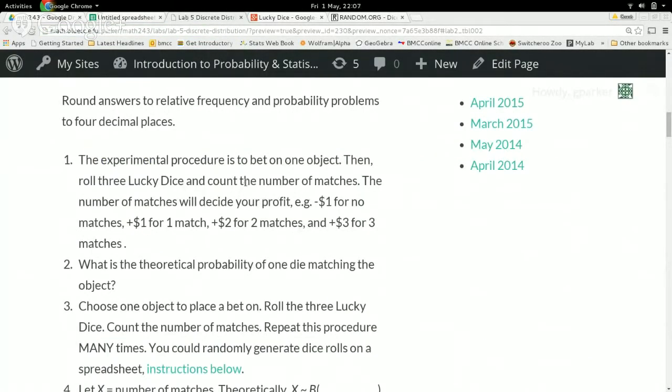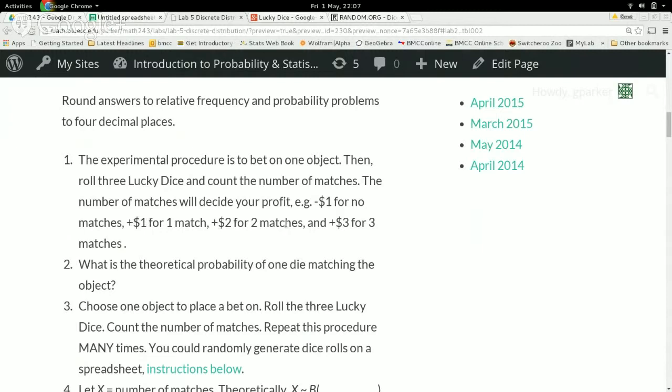Now, again, we're going to pick a number, and we're going to count the number of matches that we get. The number of matches will decide the profit. For example, it could be our profit's -1 for no matches. That means I paid $1 and I lost it, and I'm done. It could be the profit is $1 for 1 match. So I'm hoping for a 5, 1 5 shows up. Now, if I paid $1, they would have to give me a payout of 2 for me to have a profit of 1. I'll go over that again in just a minute.